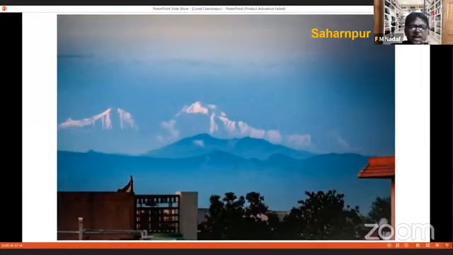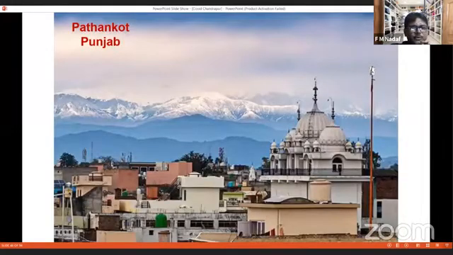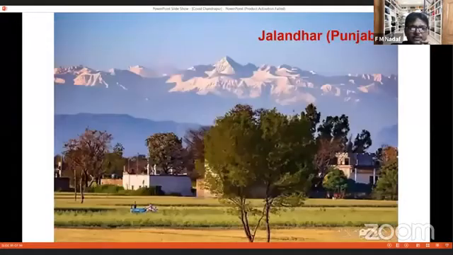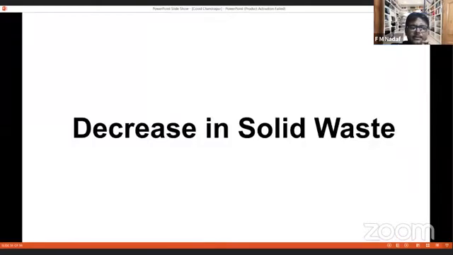This is how people saw the Himalayas from Saharanpur. Somebody imagining that the Himalayas can be seen from Saharanpur, UP. Unbelievable, but it was a fact. We could see the Himalayas from Saharanpur. We could see the Himalayas from Pathankot, Punjab. Beautiful, wonderful, breathtaking Himalayas from Pathankot. We saw the Himalayas from Jalandhar. Unbelievable.